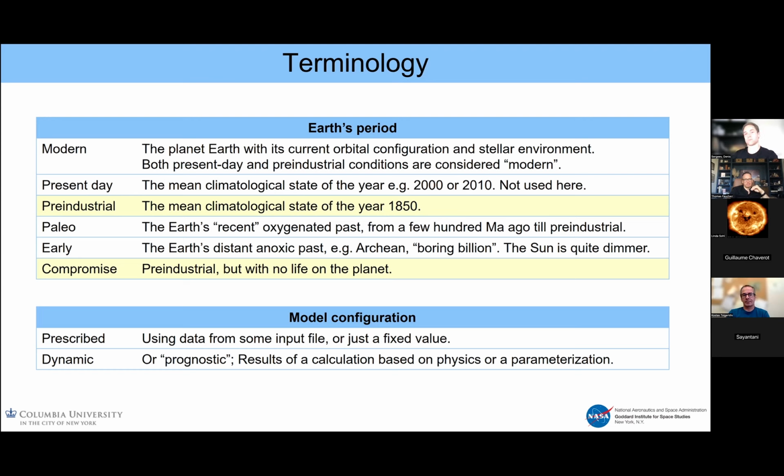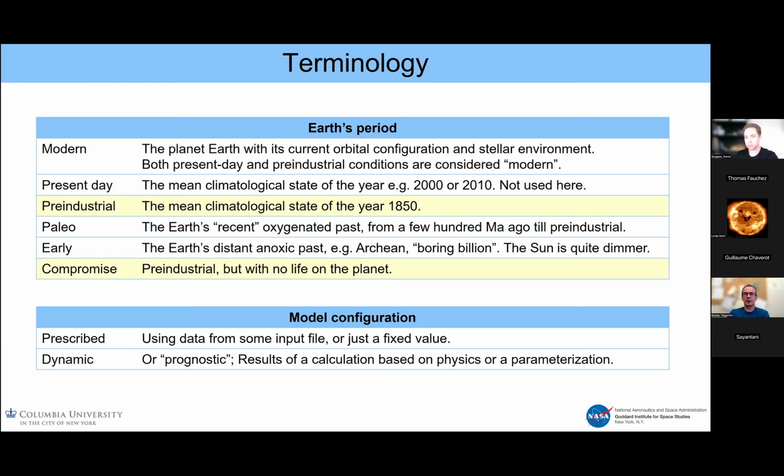Other terms are paleo, which are mostly for the more recent Earth's history, so the oxygenated past of Earth, really. And that would be up to a few hundred million years ago, till pre-industrial. Early Earth is something about the distant anoxic past of Earth. So Archean is the most common thing that you mean when you say early. It can be the boring billion, can be the Hadean, but it's something in the billions of years ago. And the sun is quite dimmer. I mean, obviously, the further back you go, the dimmer it gets.